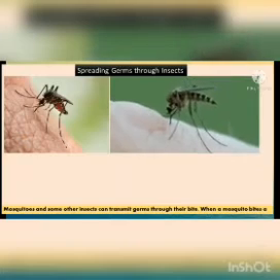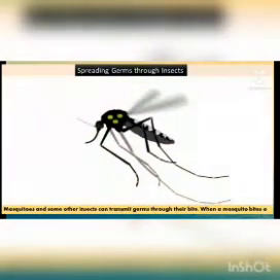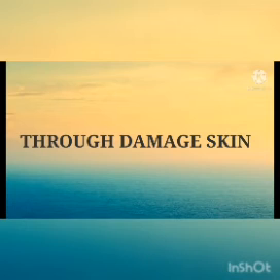Mosquitoes and some other insects can transmit germs through their bite. When a mosquito bites a person infected with malaria, it sucks in germs along with the blood. Through damaged skin. The skin acts as a protective wall of our body. But when it is cut or damaged, germs can easily enter through it. Diseases such as tetanus get into your body through cuts present in your skin.